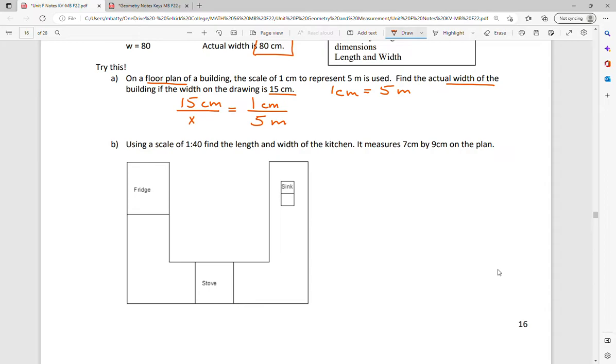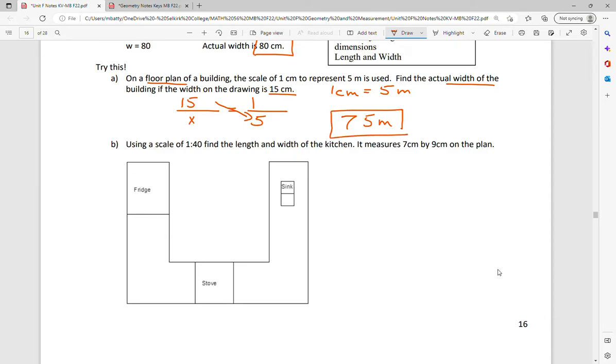It's not necessary to put those units in. If they do help you put the right thing in the right place, then by all means, that's a really practical bit for them. But in my mind, oftentimes I don't put those ones in. It's really up to you. In my calculator, I'd have 15 times 5 divided by the 1. And so in my calculator, I'd figure out that it's 75 meters for an actual width of the building.